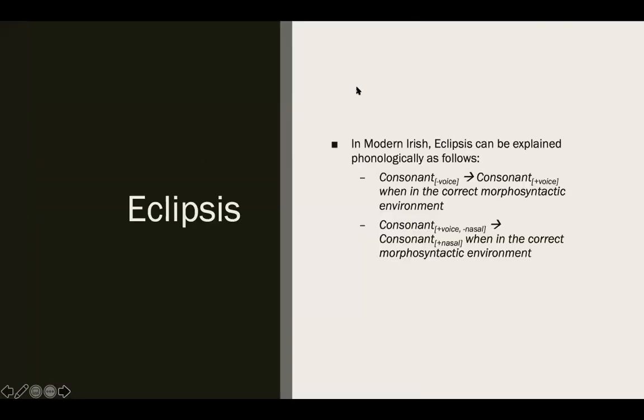In modern Irish, eclipsis can be summed up in two different ways. One, a voiceless consonant will become voiced when in the correct environment, or two, a voiced non-nasal consonant will become a nasal consonant at the same place of articulation in the right environment. Here again is the consonantal chart and their eclipsed forms. As you can see, every single change is either from voiced to a nasal or voiceless to voiced.